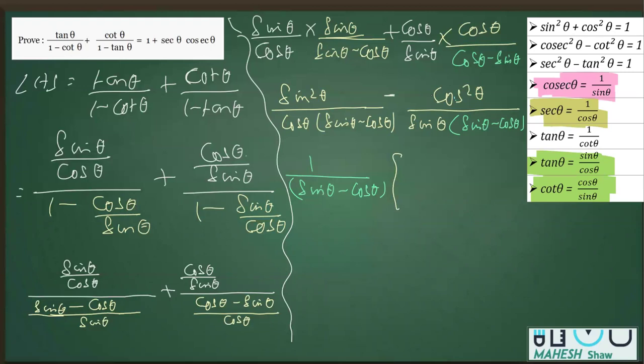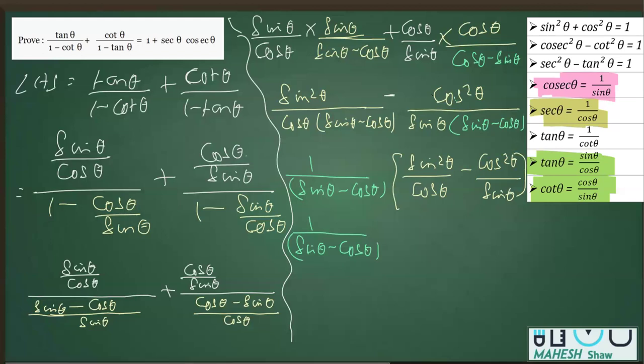What we'll have now is sine square theta in the numerator over cos theta, and we have a minus sign, cos square theta over sine theta. Now we need to simplify this part by taking LCM. The other part remains the same, so this is 1 over sine theta minus cos theta as it is. And on the other part, I'm taking LCM, which is sine theta multiplied by cos theta. Sine into cos is the LCM.